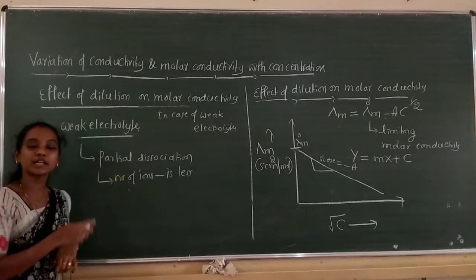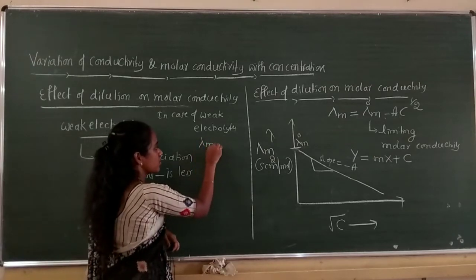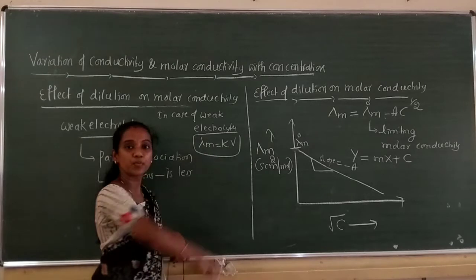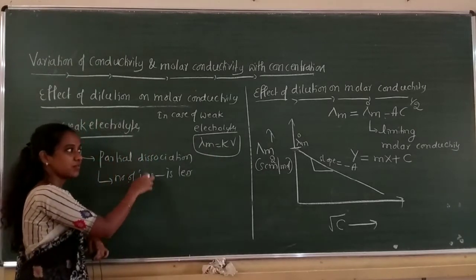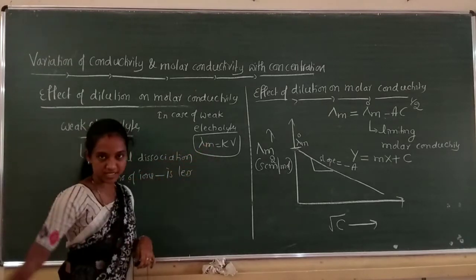Lambda m, molar conductivity, is directly proportional to volume. So lambda m equal to K into V. Molar conductivity is directly proportional to volume. So as the volume increases by diluting the solution, automatically molar conductivity increases.